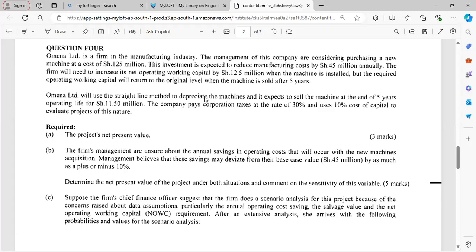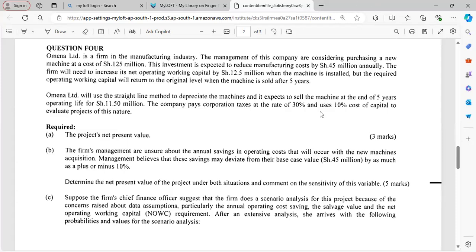Omena Limited will use the straight line method to depreciate the machine and it expects to sell the machine at the end of 5 years operating life for 11.50 million. The company pays corporate taxes at a rate of 30% and uses 10% cost of capital to evaluate projects of this nature. Required. A, the project net present value. That is what we require. Don't go beyond that. The net present value.